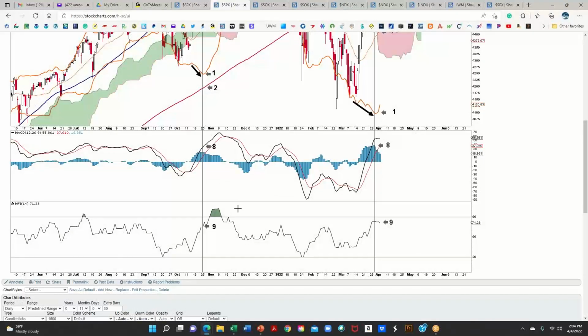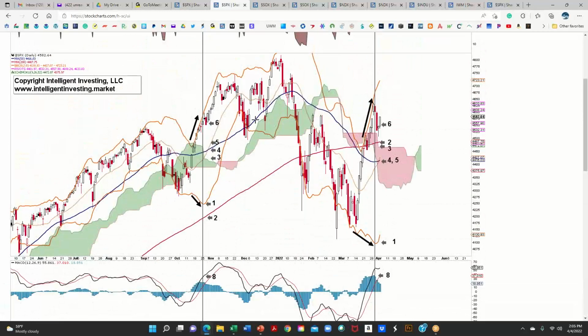It's the same setup. Last but not least, money flow is actually higher now than it was in late October, but it's about the same at around 70. It's not 20, it's 70. Money is flowing into the index. So there are 9 similarities between now and then.